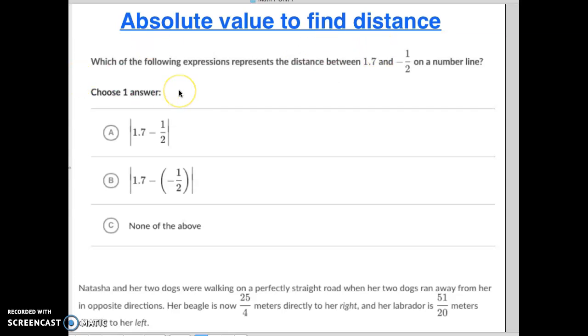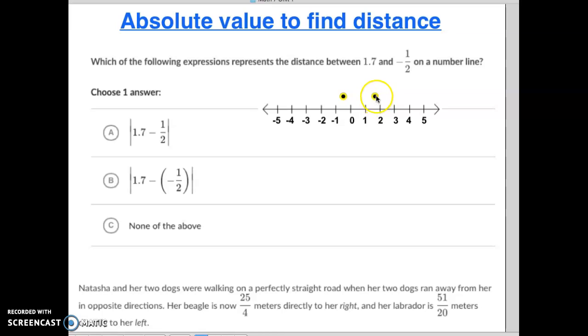I find it really helpful to draw a number line when I do these. Which of the following expressions will find the distance between positive 1.7 and negative 0.2? If we draw a number line and I put in about 1.7 right about here, and negative 1/2, you can notice that this distance is almost 2 full units. The negative 0.7 actually makes it a longer distance. So we really need to take the distance of 1.7 plus a positive 1/2, because we have to go further than this.